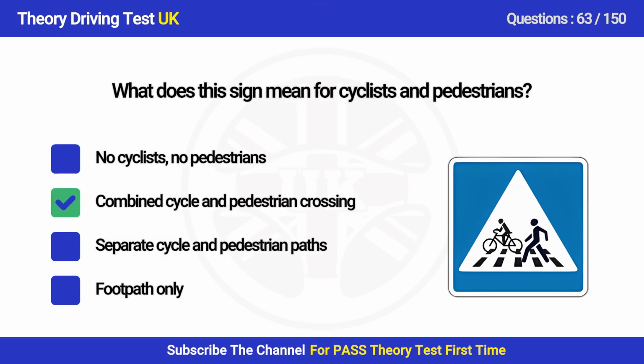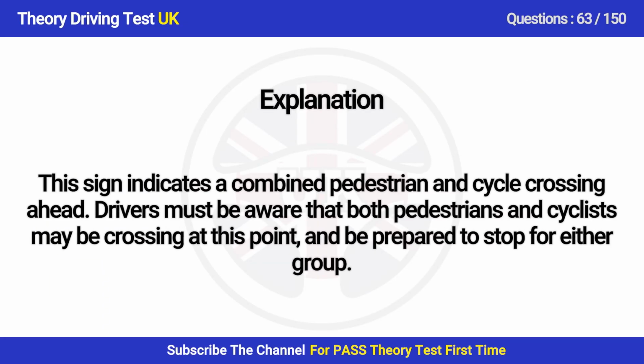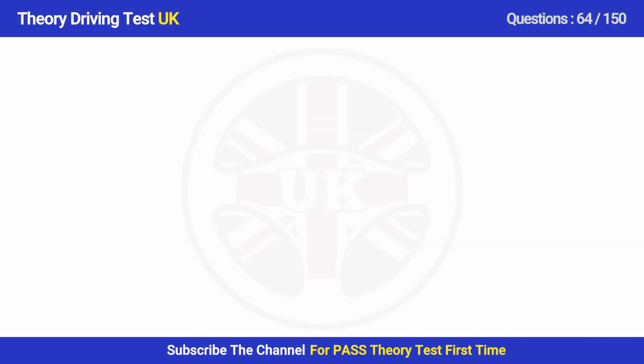Answer is B. Combined cycle and pedestrian crossing. This sign indicates a combined pedestrian and cycle crossing ahead. Drivers must be aware that both pedestrians and cyclists may be crossing at this point, and be prepared to stop for either group.